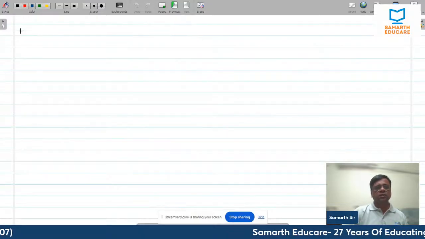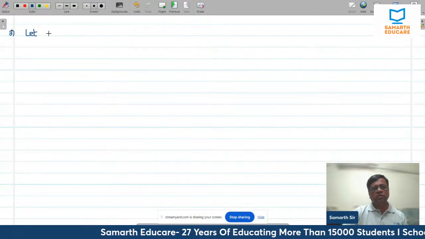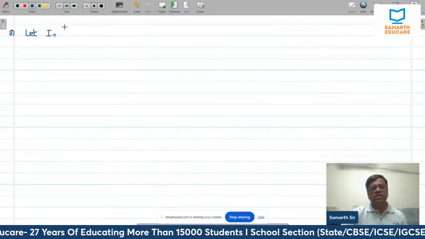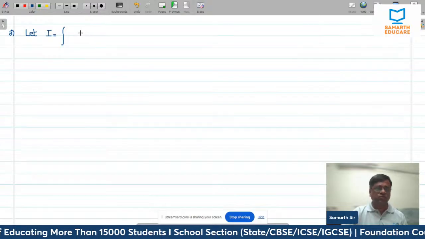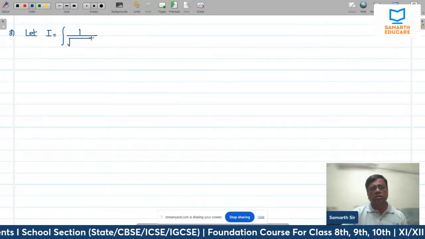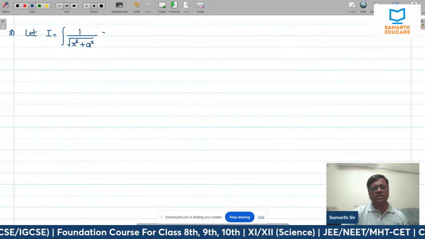All right, third part is, कौन बचा अभी? a square minus x square हो गया. We finished with a square minus x square. We finished with x square minus a square. Now the last one that remains is 1 upon x square plus a square dx.